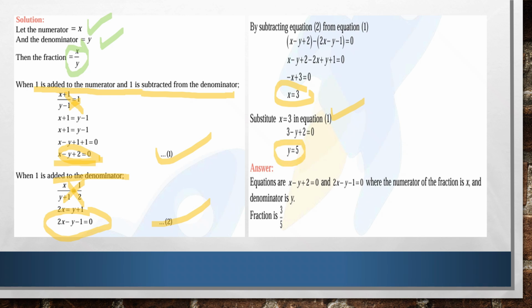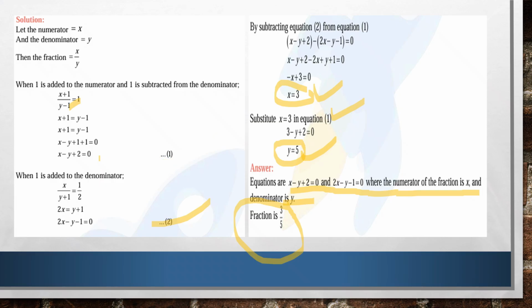So this is regarding the substitution, and it is given in the elimination method. The equations are x minus y plus 2 is equal to 0 and 2x minus y minus 1 is equal to 0, where the numerator of the fraction is x and the denominator is y. Therefore, since the value of x is 3 and the value of y is 5, the fraction is 3 by 5. So this is the first problem of exercise 3.3, second main problem.